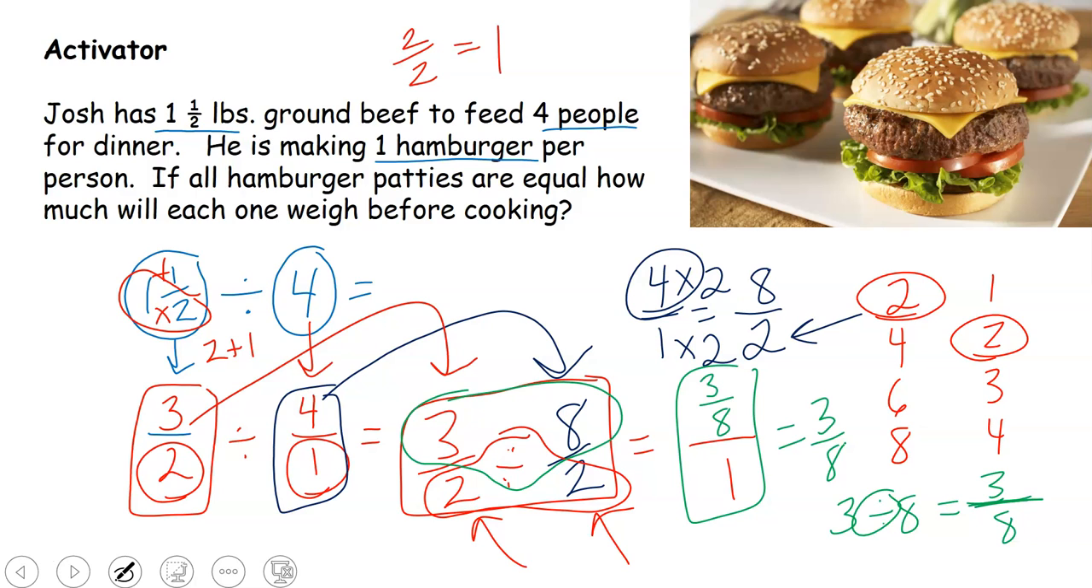Now this is a story problem, so let's think about the units. We took 1.5 pounds of ground beef and divided by 4, so now we have 3/8 pounds of meat per burger. So each burger is going to be 3/8 of a pound. So each person will get to eat a burger that has a size of 3/8 pounds before it is cooked.